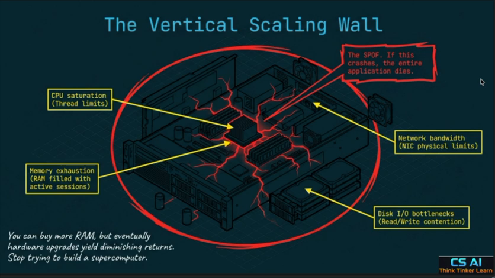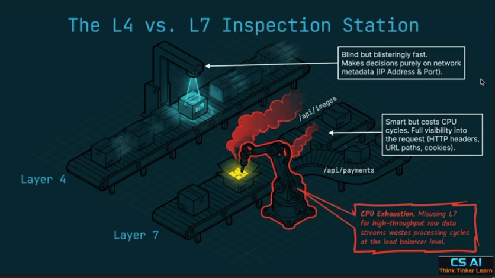Start building a fleet. The first decision is where to inspect traffic, layer 4 or layer 7. Layer 4 is an inspection station that is blind but blisteringly fast. It makes decision purely on network metadata like IP address and port. Layer 7 is smart. It has full visibility into HTTP headers, URL paths, and cookies. While layer 7 allows you to route /API/payments to a different cluster than /API/images, it costs significant CPU cycles. Misusing layer 7 for high throughput raw data stream is a classic way to exhaust your load balancer's resources.